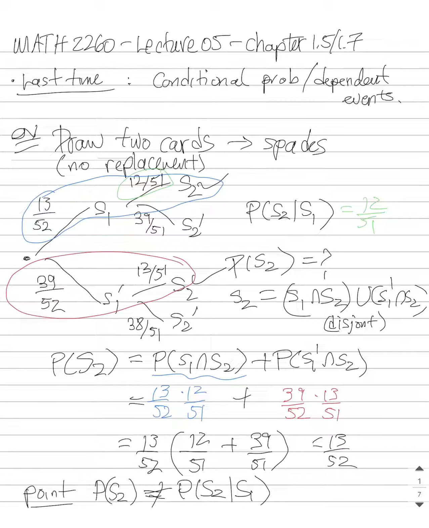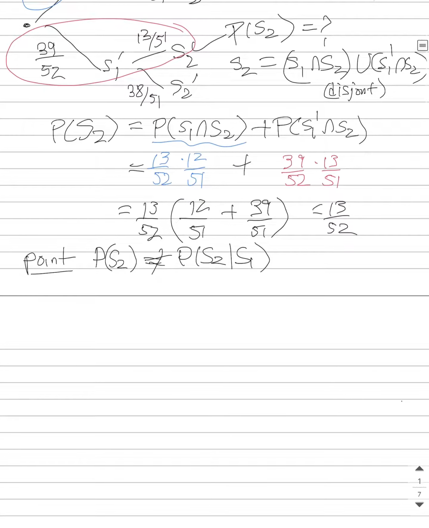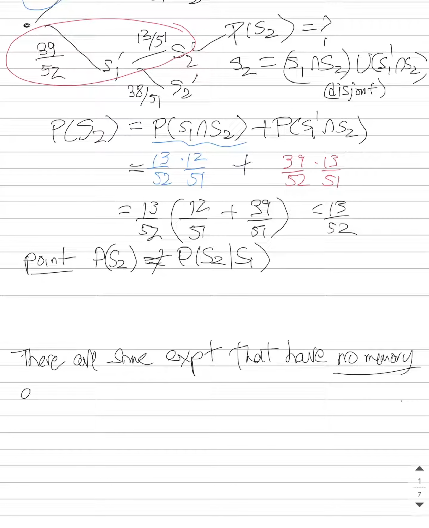And I'm doing this partly as a review of the ideas that we talked about before, but partly to try to motivate the next situation. There are some cases, or there are some experiments, that have no memory of what happened in the previous stages. So there is no memory of the results in previous stages. The example I did before, when you draw a card from a deck and you don't put it back, the deck remembers what happens because it's missing a card.